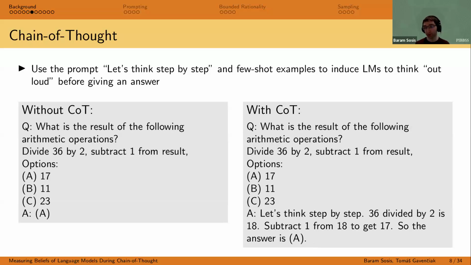Of course, humans wouldn't be very good at a lot of problems if we had to answer the first thing that comes into our heads, right? And neither are language models. So letting them, or inducing them through various prompting techniques, to take a bit of time to think things through really can help performance in a lot of cases.